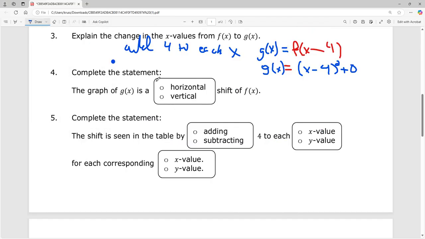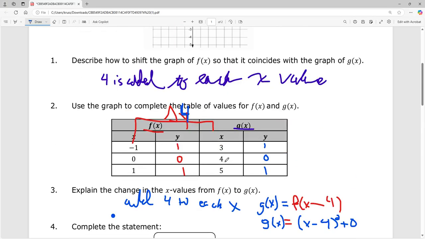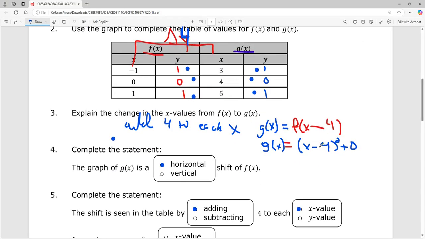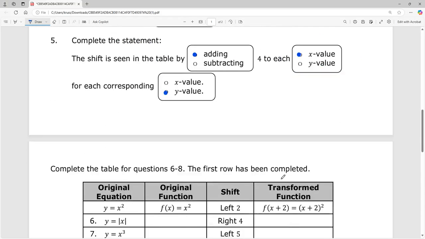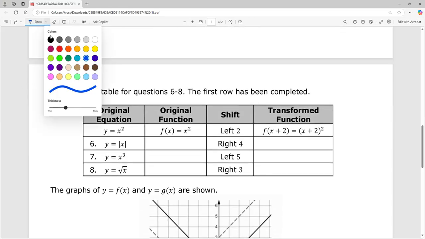Okay, so completing the statement, the graph of g sub x is a horizontal shift of f sub x, right? And how does it shift? We had to add 4 to each x value, for each corresponding y value. So that's what we have here. We added 4 for each x value for the corresponding y values. Okay, on the points in the equation, you have to subtract 4. So remember that when we're doing these.